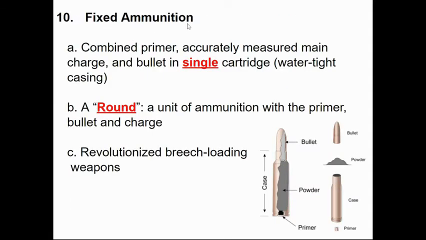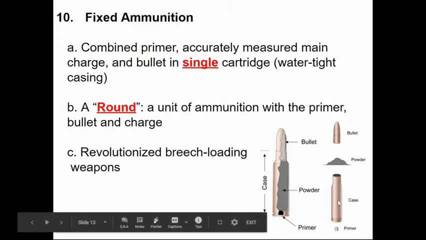Fixed ammunition is really what we think of mostly today, although all these types of firearms exist today, and there's even more modern versions of them. But what it does is it combines something called the primer with a charge, which is the internal amount of gunpowder, and then a bullet. And this is a watertight container. So that's what a round would be called. It's really the combination of all these parts.